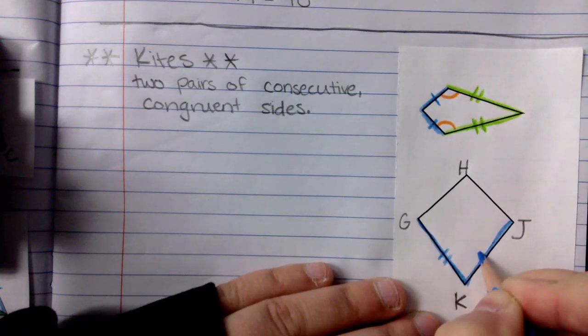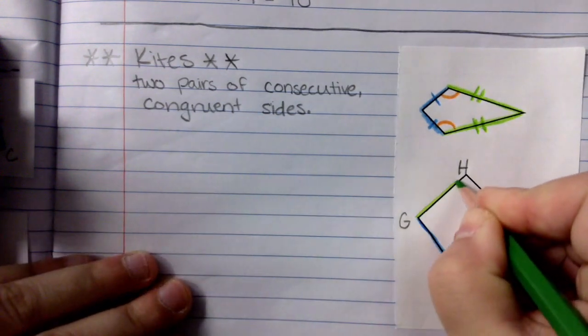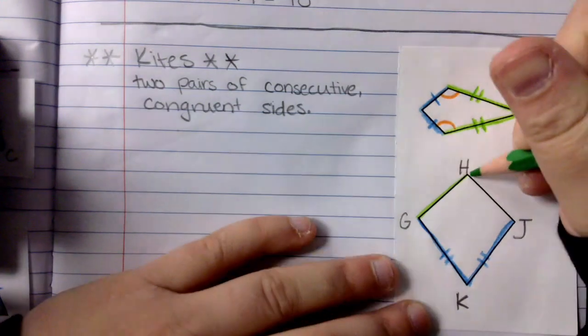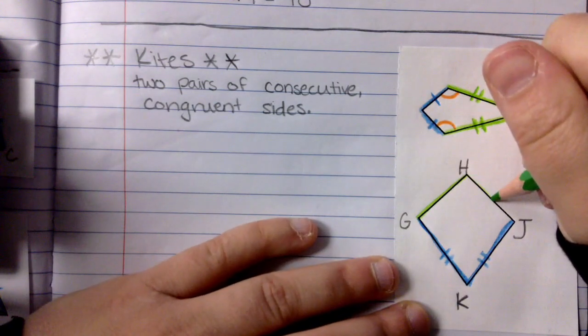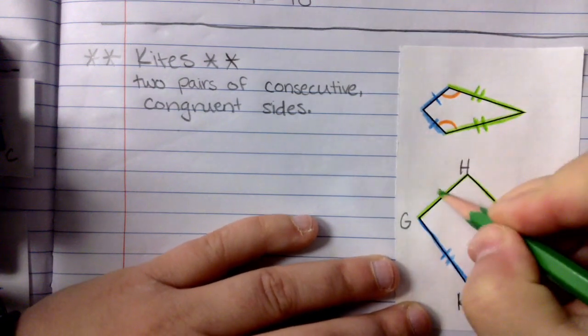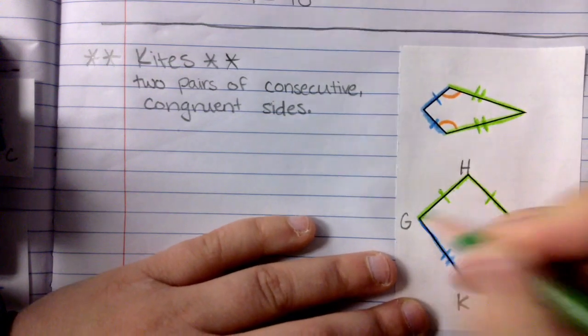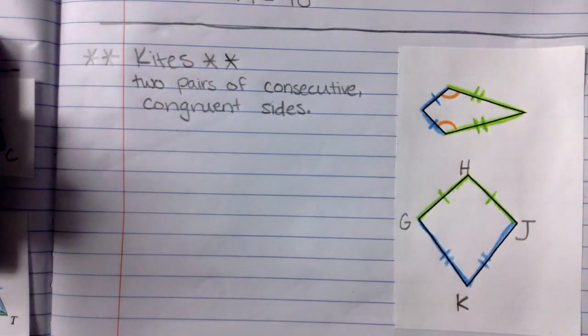What other sides will be congruent? GH will be congruent to HJ, yep. And what angles will be congruent to each other? Angle G will be congruent to J.